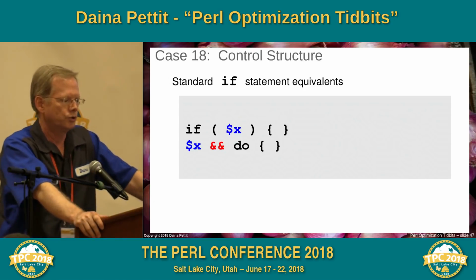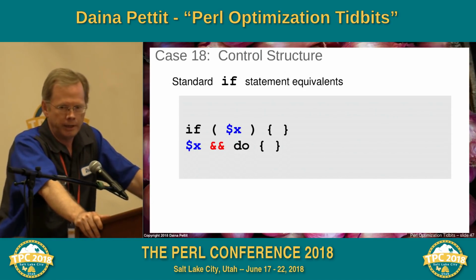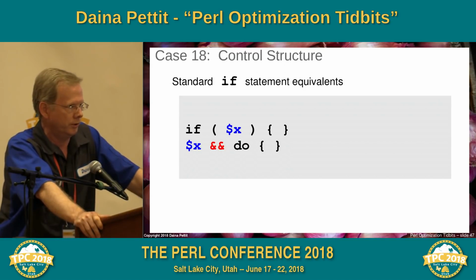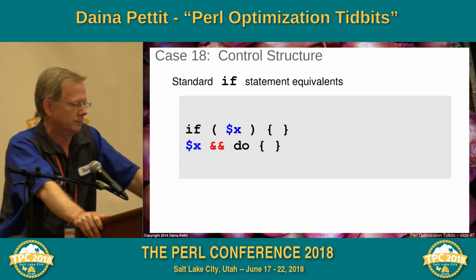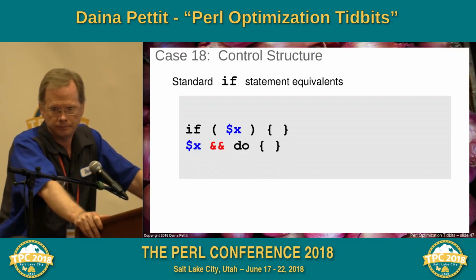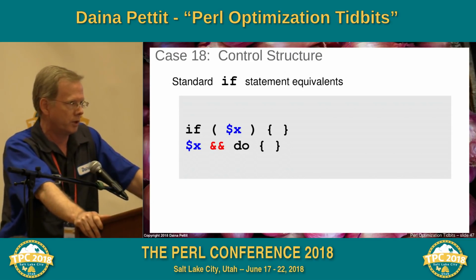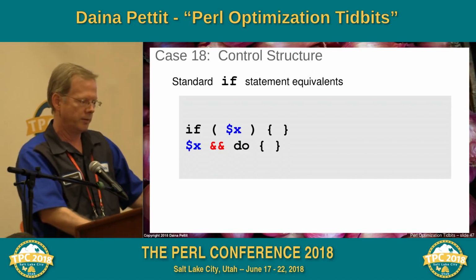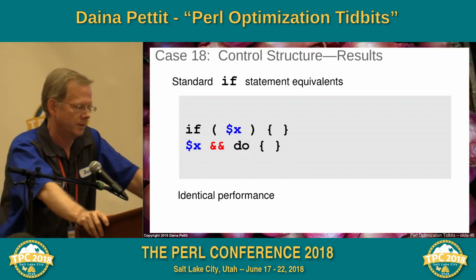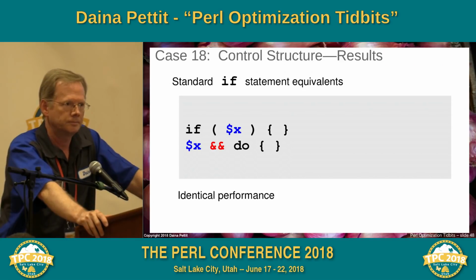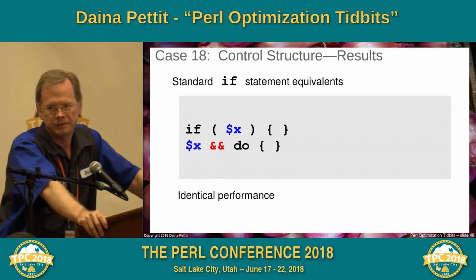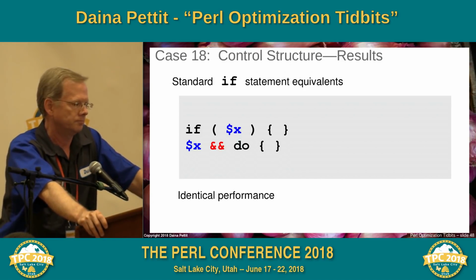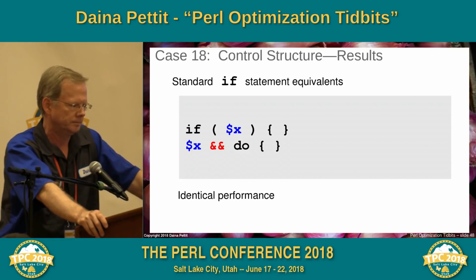Let's look at alternate control structures. Some people like these, some people hate them, some people didn't know you could do this. So you have an if, or you use an and. They both have a scope that's created with the code block, but these results are exactly the same. And when we ran the analysis on it, identical performance. So you don't need to use the and form for performance purposes. An if is just as good.